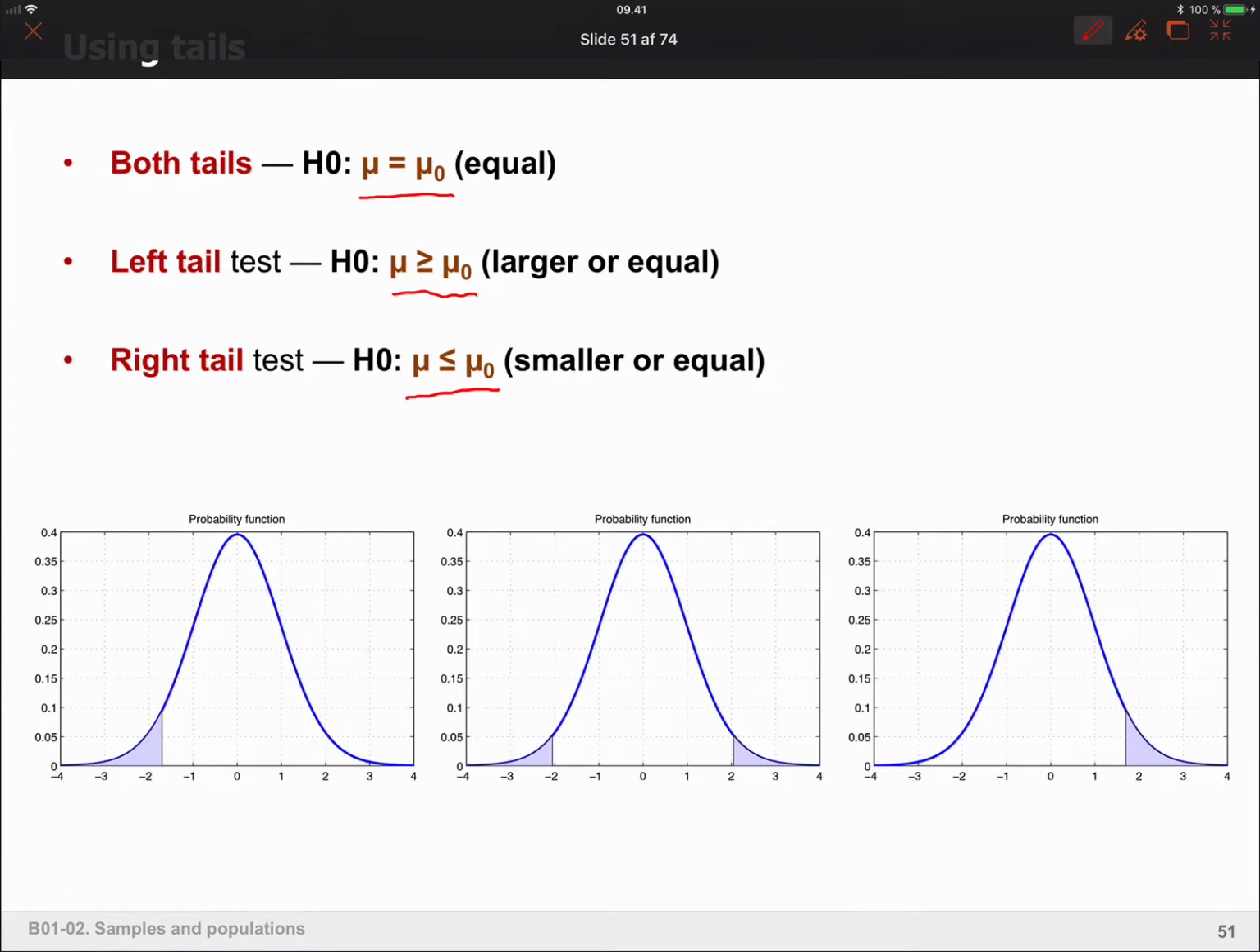For example, if we talk about contamination level, that will be a good hypothesis, right? In this case, we assume that our contamination level does not exceed a certain one, okay? So in these two cases, you have to use only one tail to calculate a probability, either the left tail or the right tail. Let me show you again the examples.